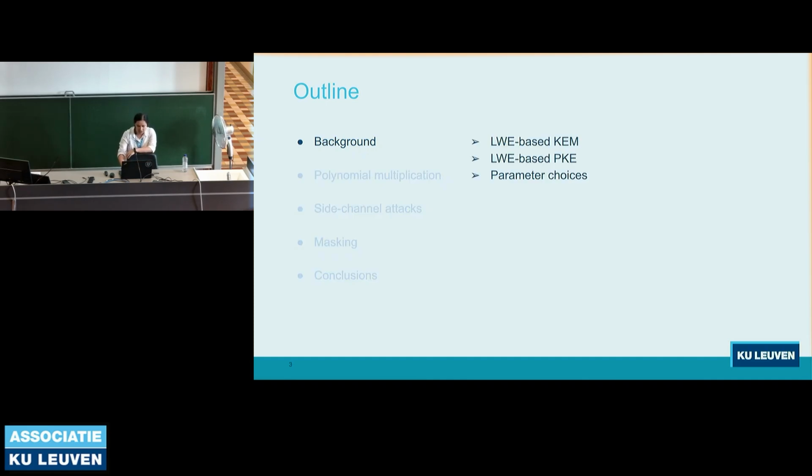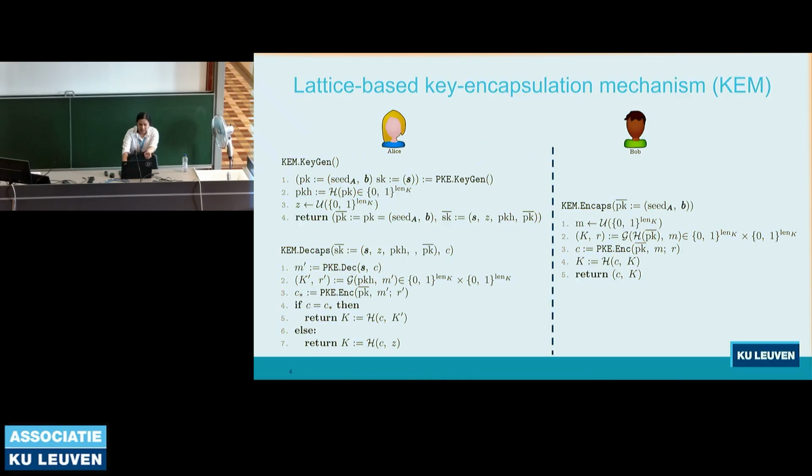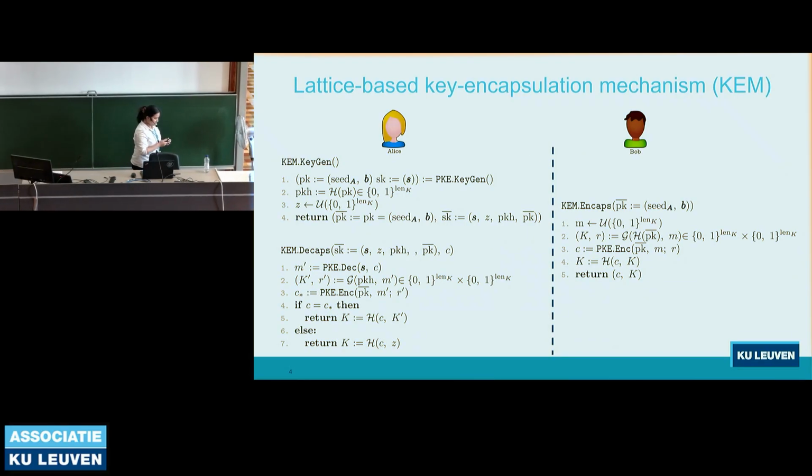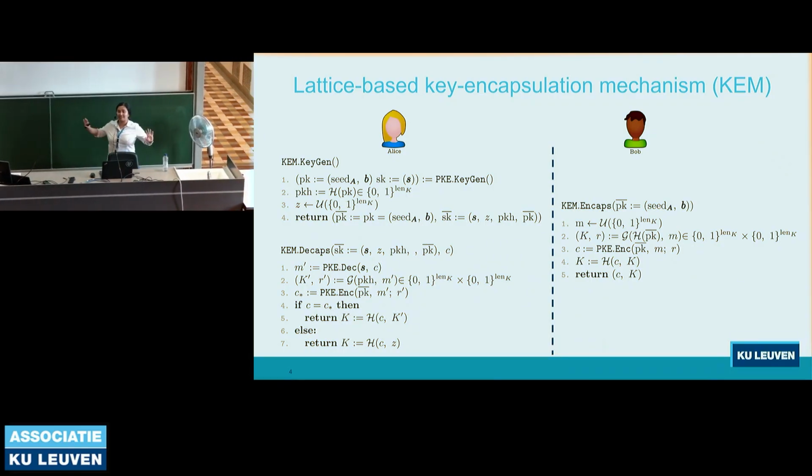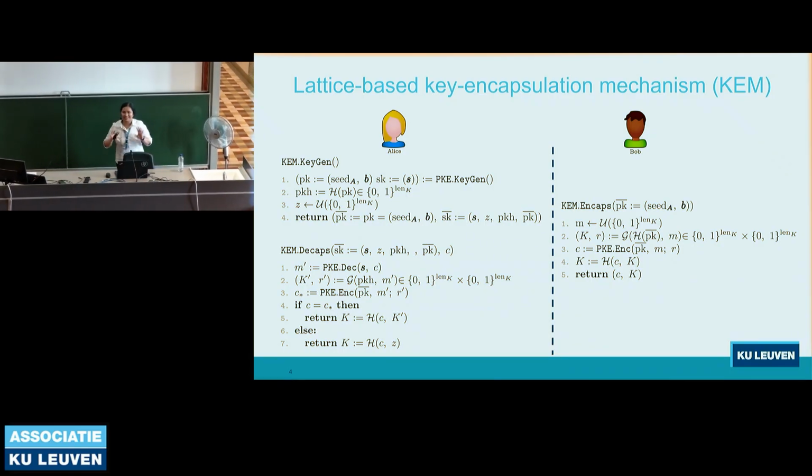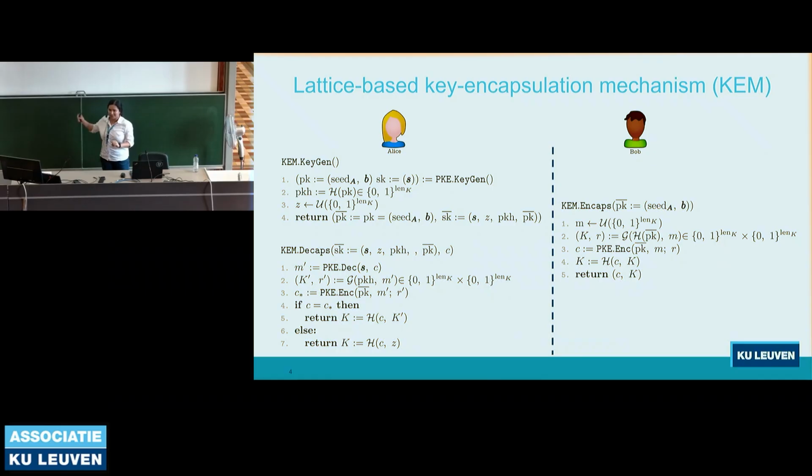So without further ado, I will start with the background that covers, as I mentioned, key encapsulation mechanism, public key and parameter choices. Now, this is the key encapsulation mechanism that is used in the standard as well. You don't have to understand everything if you are not familiar with it. We do not need the whole algorithm, but it is an algorithm that is used by two parties, Alice and Bob. It was introduced by Frederik Vercauteren yesterday. I'll not be covering how the scheme works, but I do need part of it.